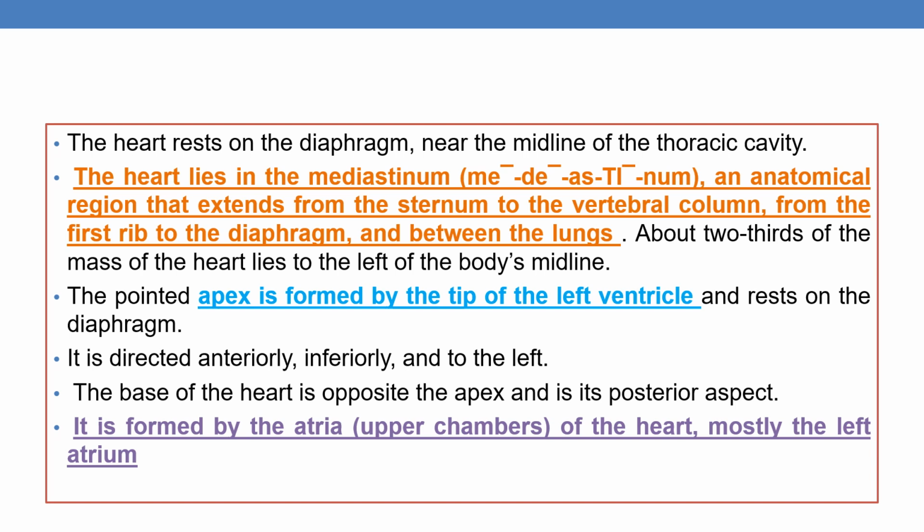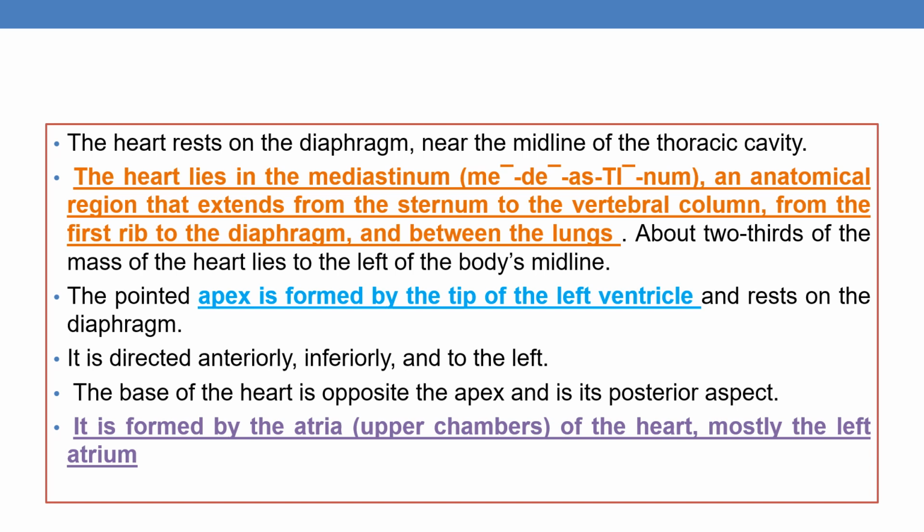About two-thirds of the mass of the heart lies to the left of the body's midline. The apex of the heart is formed by the tip of the left ventricle and rests on the diaphragm. It is directed anteriorly, inferiorly and to the left.